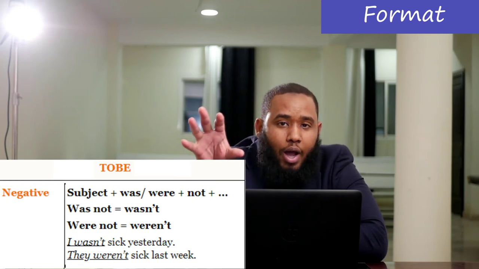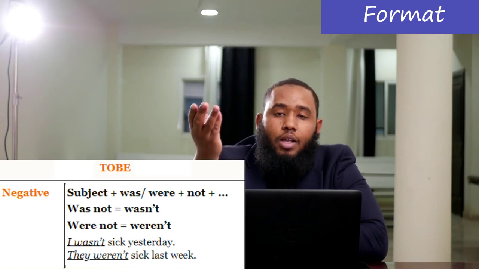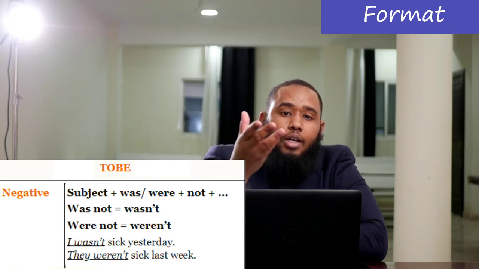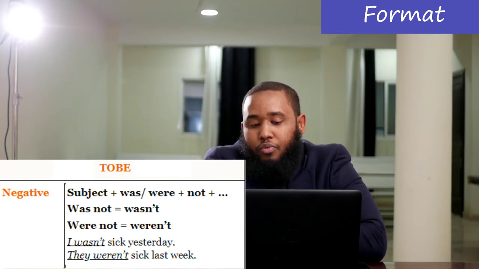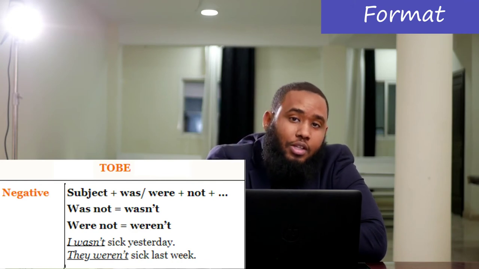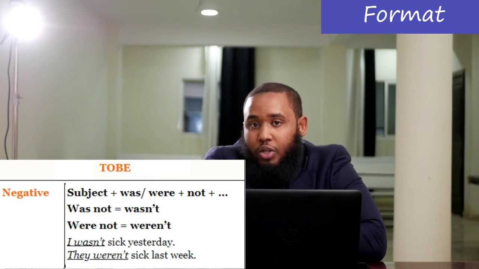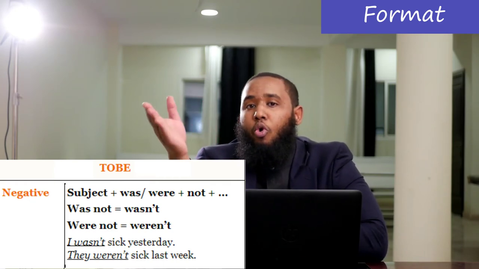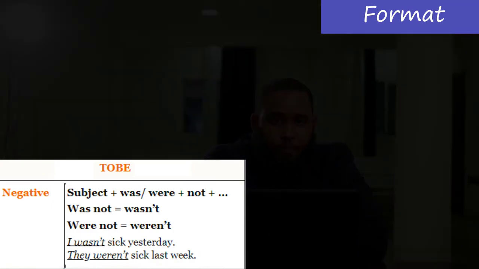And you're able to actually combine the word was and not and just say wasn't. And you're able to combine the word were and not, and you can say weren't. So they weren't sick last week, or I wasn't sick last week. So it's the exact same as positive, just after was or were, you will be adding the word not.